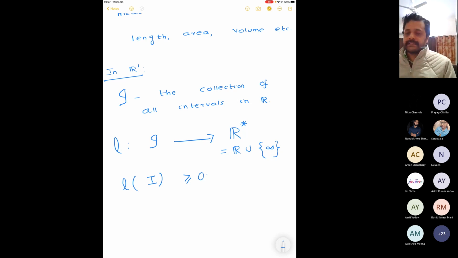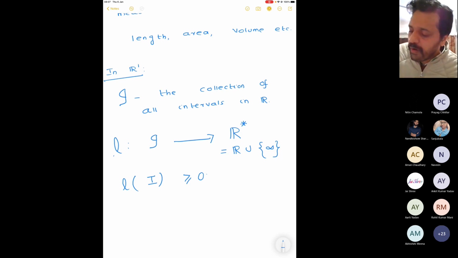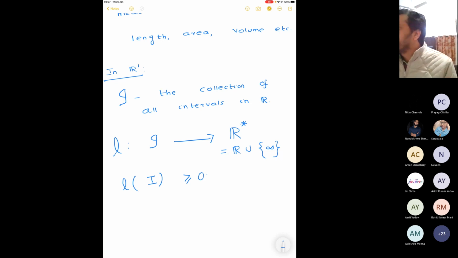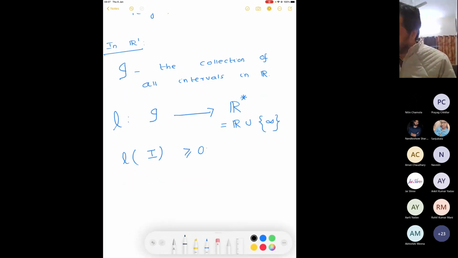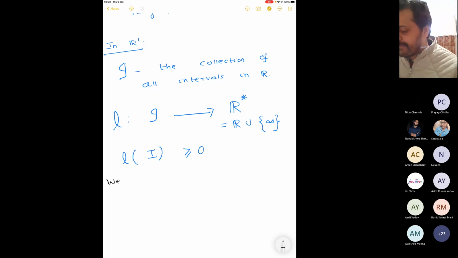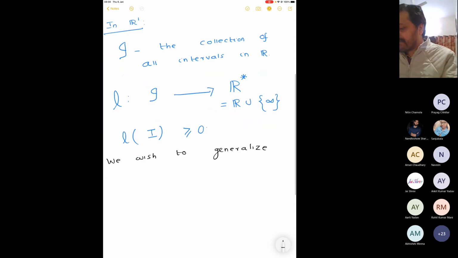So this is what length does. As I told you, if you closely watch, the domain is a restricted domain. I can't talk about length for each and every subset of R. I have talked about L on script I, the collection of all intervals. Now we want to generalize this concept of length.